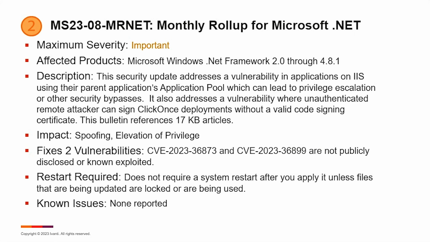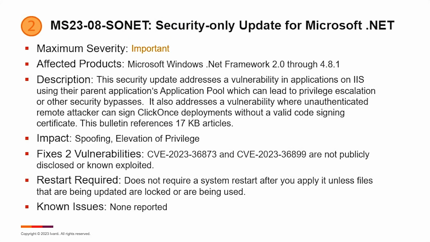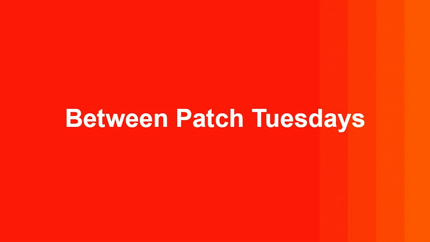Like the operating system updates where I talked about the monthly rollup and the security only, Microsoft offers the .NET Framework updates. Again, this is from 2.0 all the way through 4.8.1 in the form of both monthly rollup and security only updates. Again, the same 2 vulnerabilities in both cases, but the monthly rollup does include a whole bunch of vulnerabilities addressed going back to 2016 when they started the monthly rollup program. With that, Chris is going to talk a little bit about what happened between the Patch Tuesdays, and there was a real lot of activity this month.